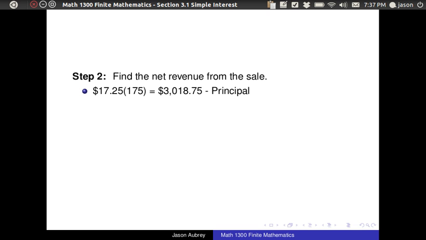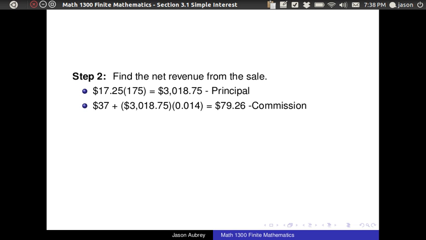So the amount of money you get back from the stock is $3,018.75. That's your principal amount. All right. But now every time you ask that broker to do something for you, they charge a commission. Okay. So now the principal amount is over $3,000. So the commission schedule says that you've got to pay $37 plus 1.4% of principal. All right, so that's $37 plus 1.4% of $3,018.75. That comes to $79.26 in commission.